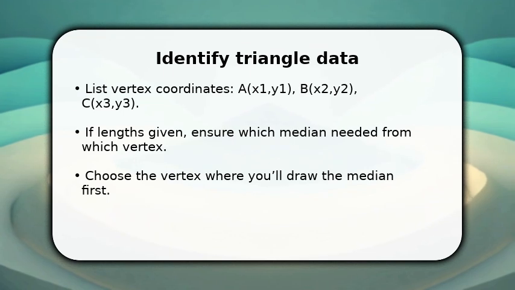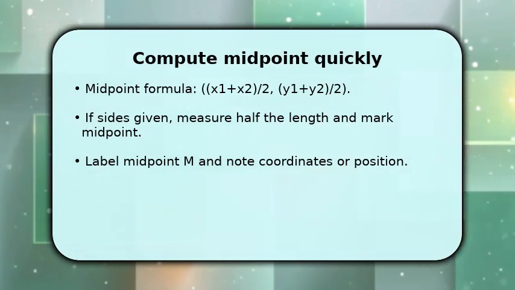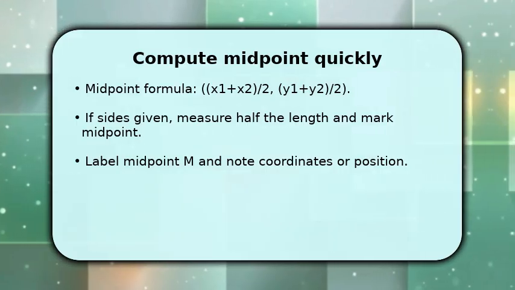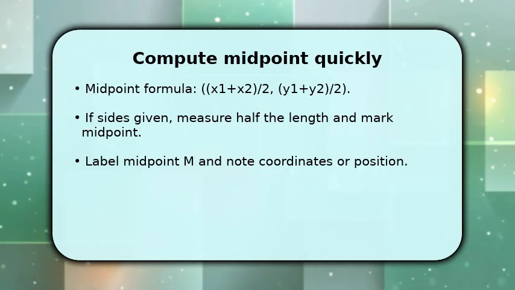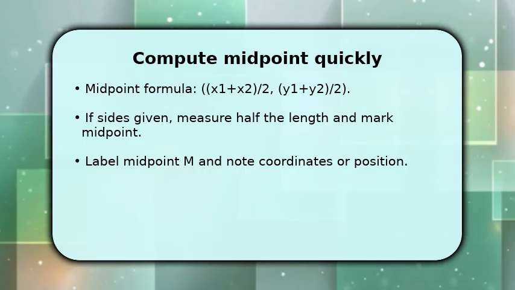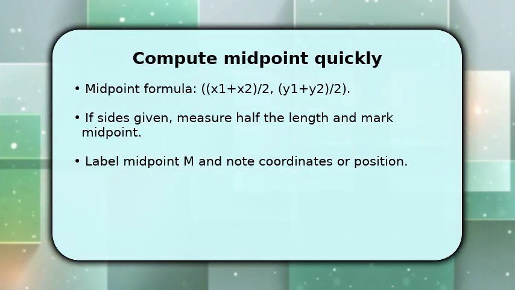proceeding. Once you've chosen the opposite side, apply the midpoint formula. Average the x values and the y values of that side's endpoints. That gives M, the midpoint. If you work from side lengths instead, measure the side and mark half its length precisely. Use a compass or ruler for accuracy. Label that midpoint M so you don't lose track visually.